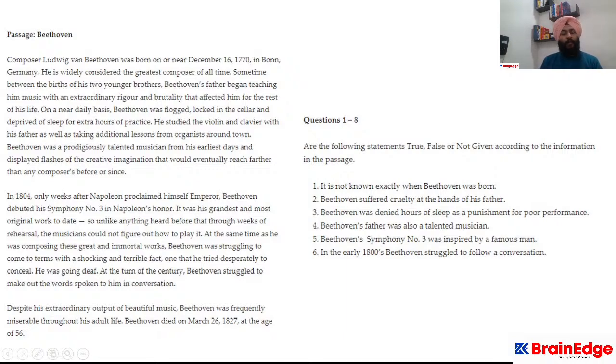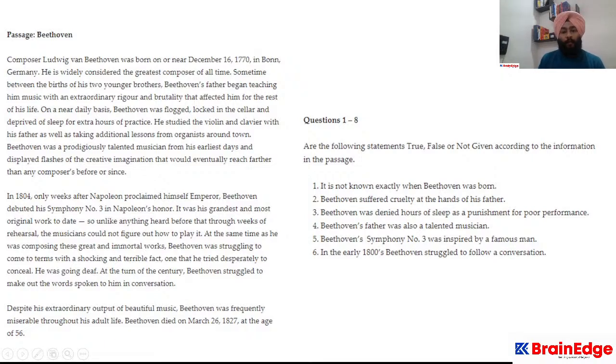They are saying practice. To make him practice, he was sleep deprived. He was not given sleep. He was forced to stay awake. Why? Just for practice. They are saying for poor performance. No. It is true that he was denied sleep, but not for his poor performance, but for practice. Answer is false.